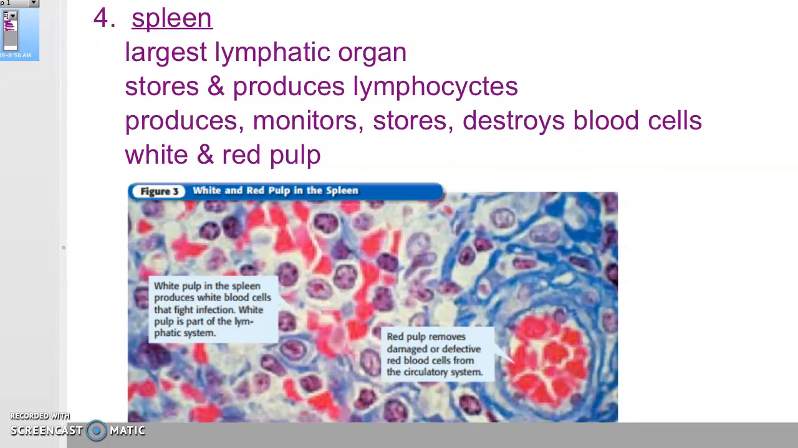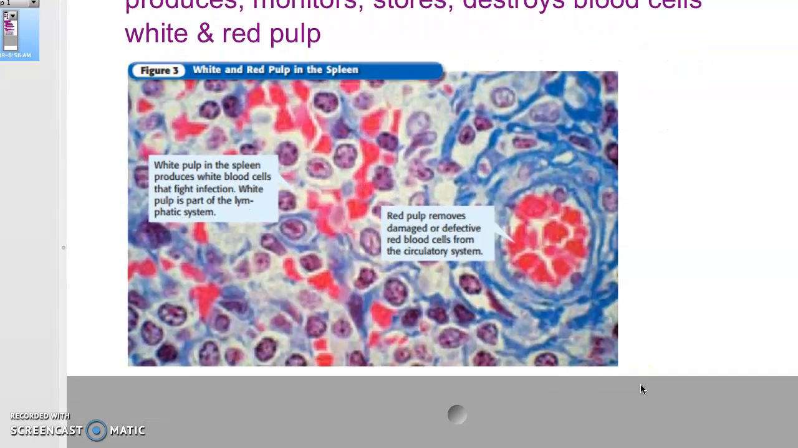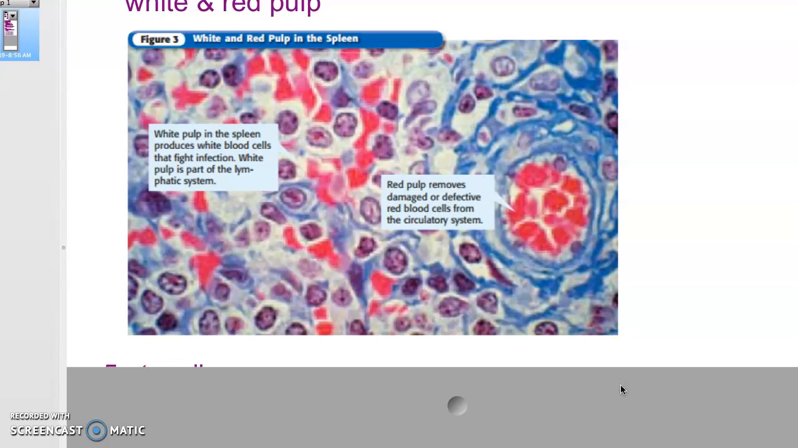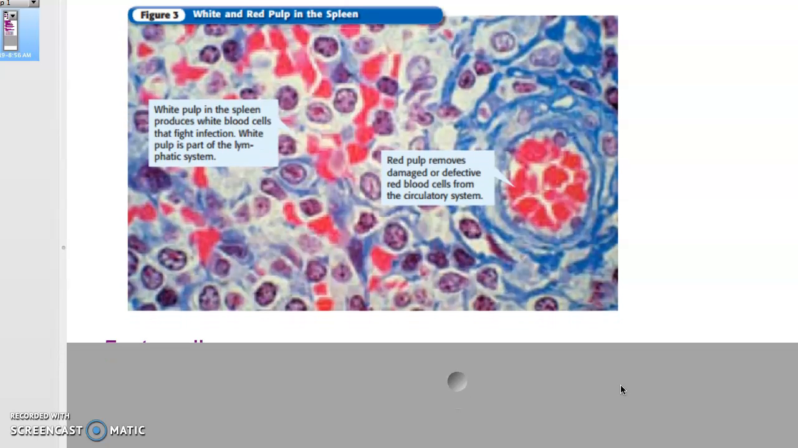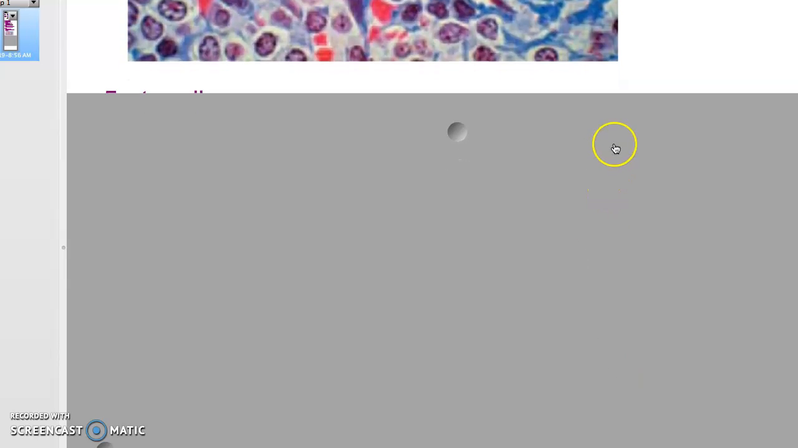Now, what are we talking about when we talk about the red and white pulp? Well, this is an actual microscope picture here of the red and white pulp that is in our spleen. The red pulp on the right-hand side there removes the bad red blood cells and stuff that aren't doing their job. It's kind of like the recycling center. It gets rid of the defective ones. The white pulp produces the white blood cells. Those are the ones that I mentioned earlier that are going to fight those infections off. So again, the white blood cells are really important because they're going to be the army against the infection.